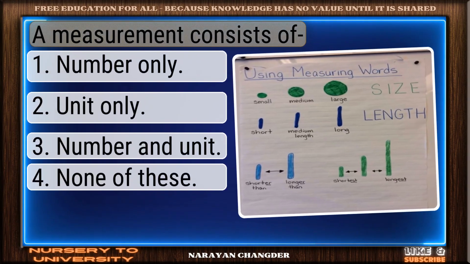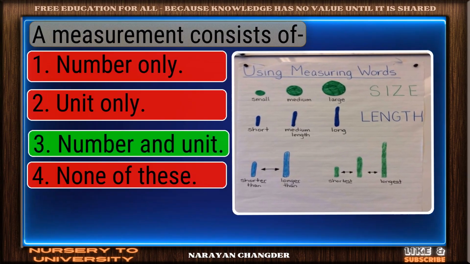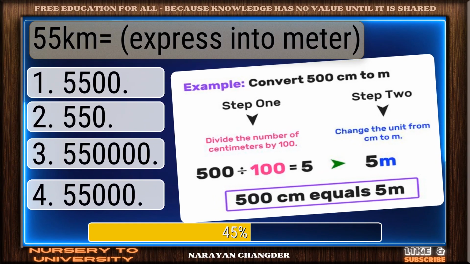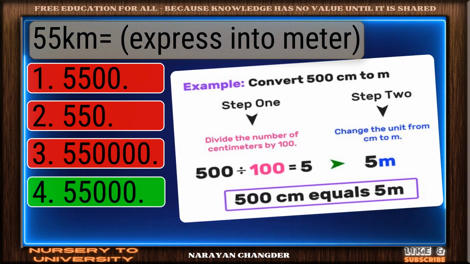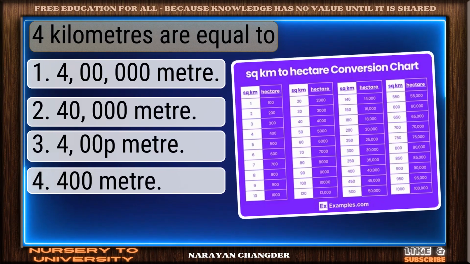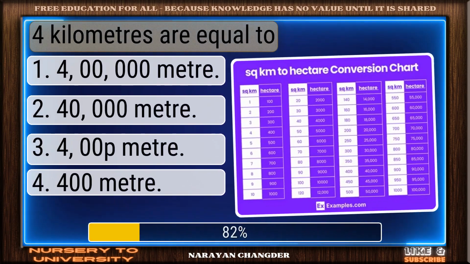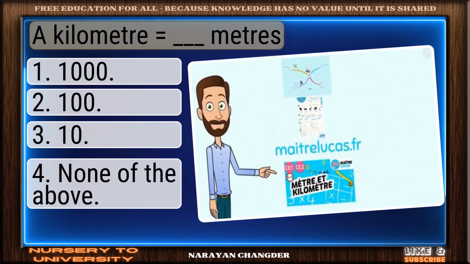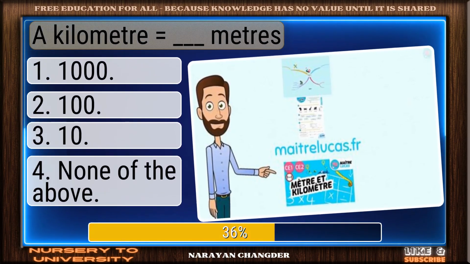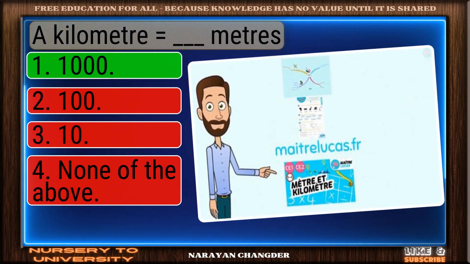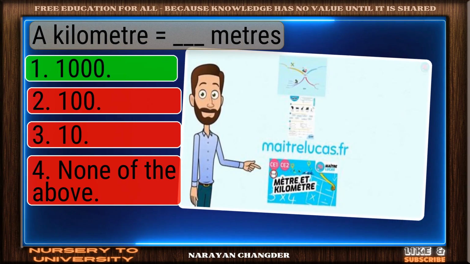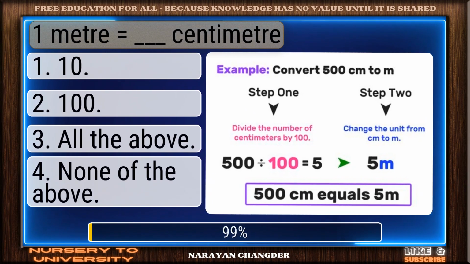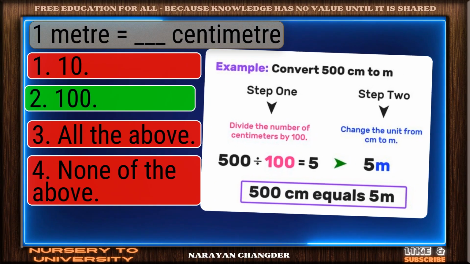A measurement consists of. Smart pick. Number and unit is the correct choice. Equal to. Solid response. 5,000 is a valid choice. 4 kilometers are equal to. Bravo. 4,000 meters is the answer. A kilometer equal to dash meters. Strong choice. 1,000 is the right answer. 1 meter equal to dash centimeter. You got it. Your choice 100 is right.